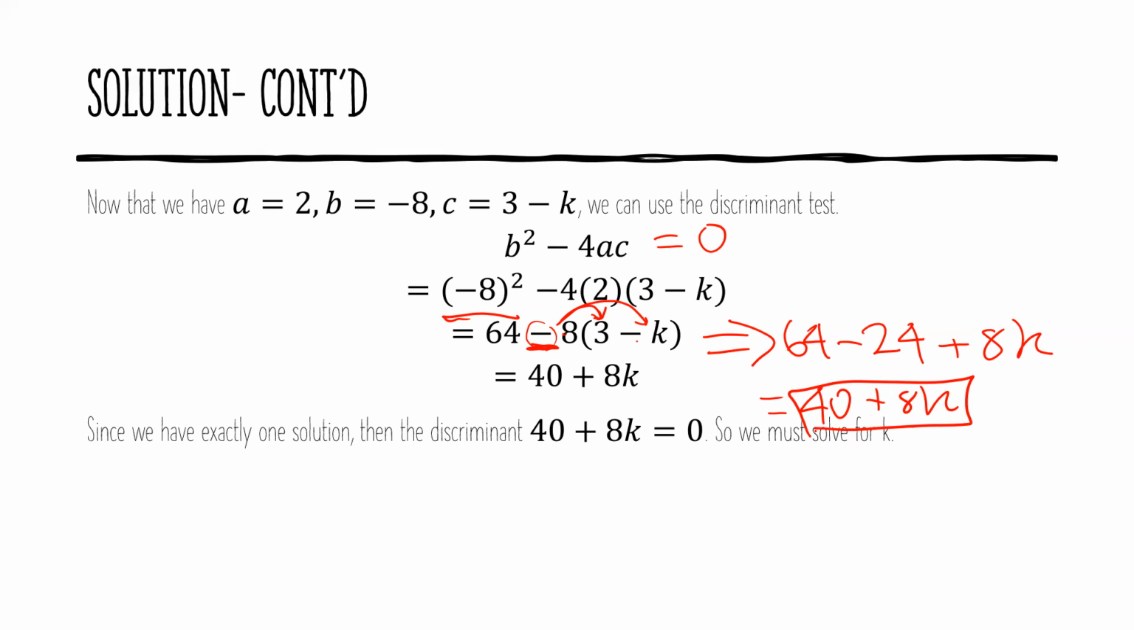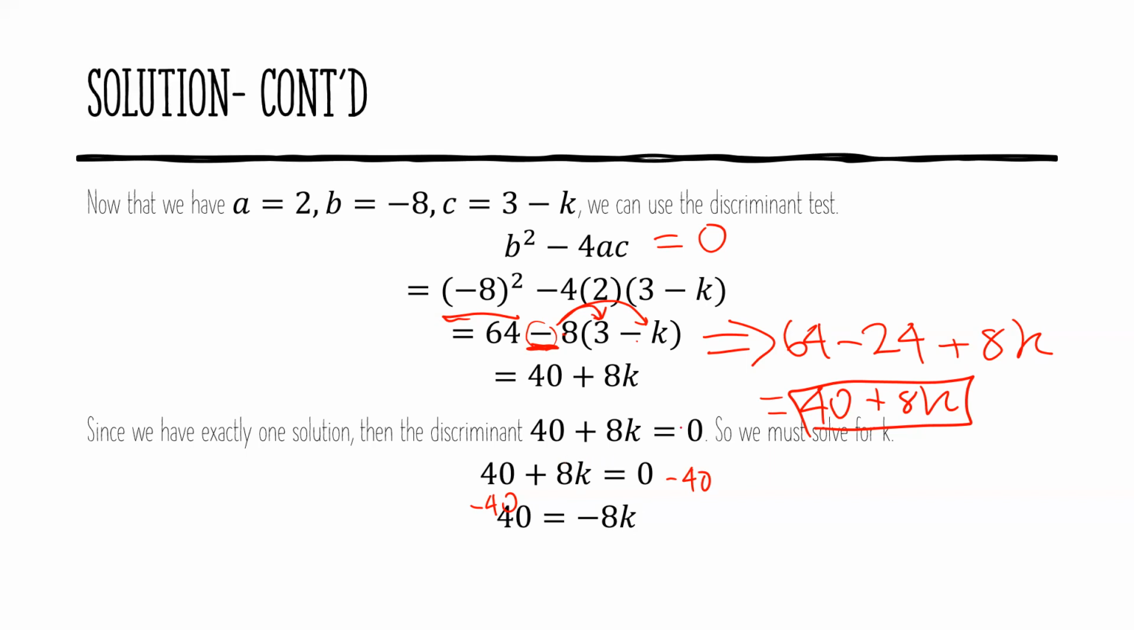So here's my determinant, 40 plus 8k. I'm going to set that equal to 0, and I'm going to solve for k. So when I do that, I know I need to bring everything to one side. So take away 40 on both sides. This ends up giving me 40 is equal to negative 8.